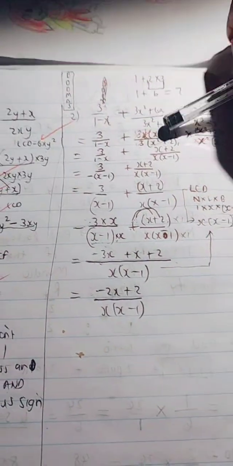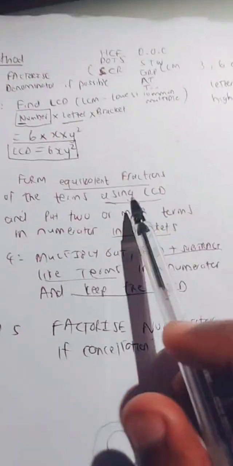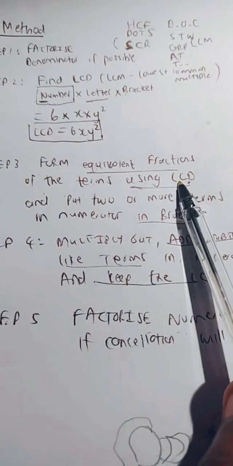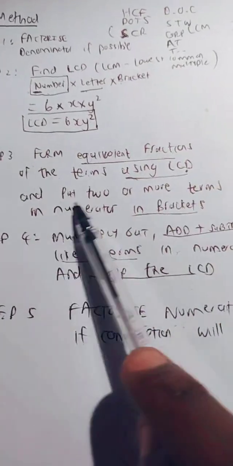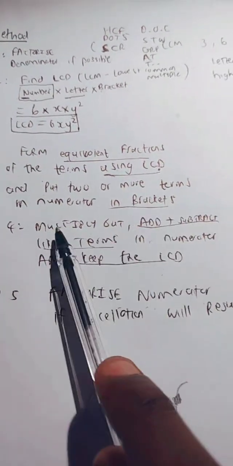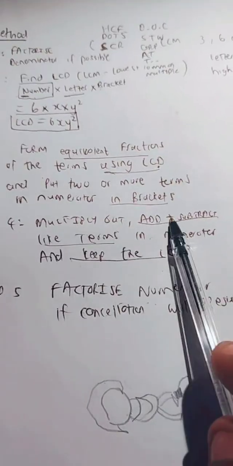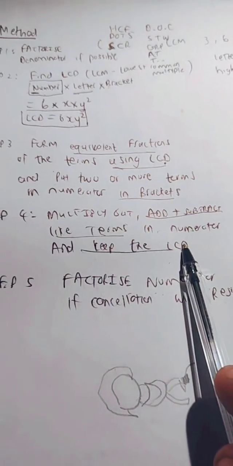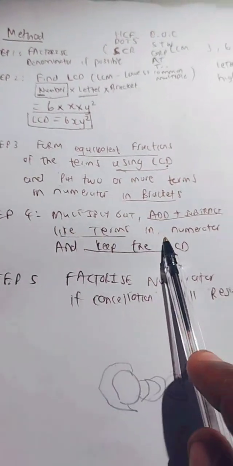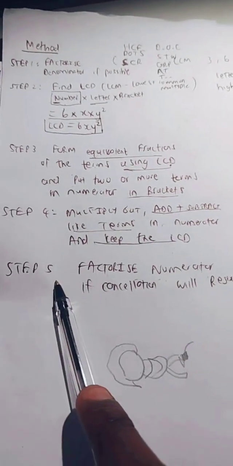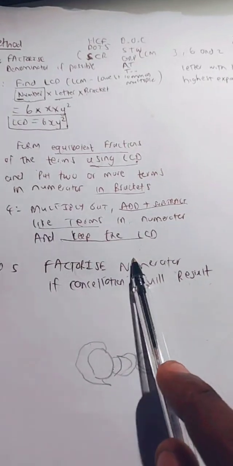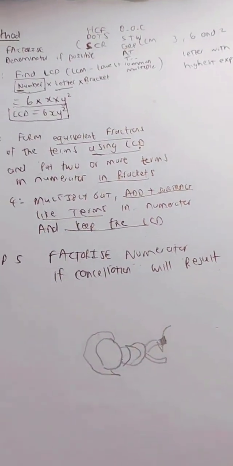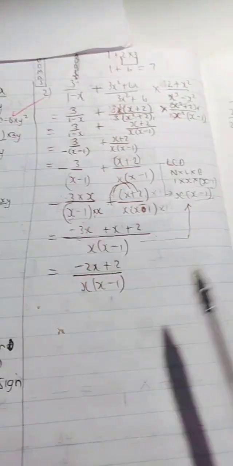Right? Okay. So what you see now, we form the equivalent fractions of the terms using the LCD and put the 2 or more terms in the numerator in brackets. We then multiply out, add and subtract like terms in the numerator, we keep the denominator. That's step number 4. That's what we've just done. Then step 5, we factorize the numerator if cancellation will result. If further simplification and cancellation will result, we factorize the numerator.